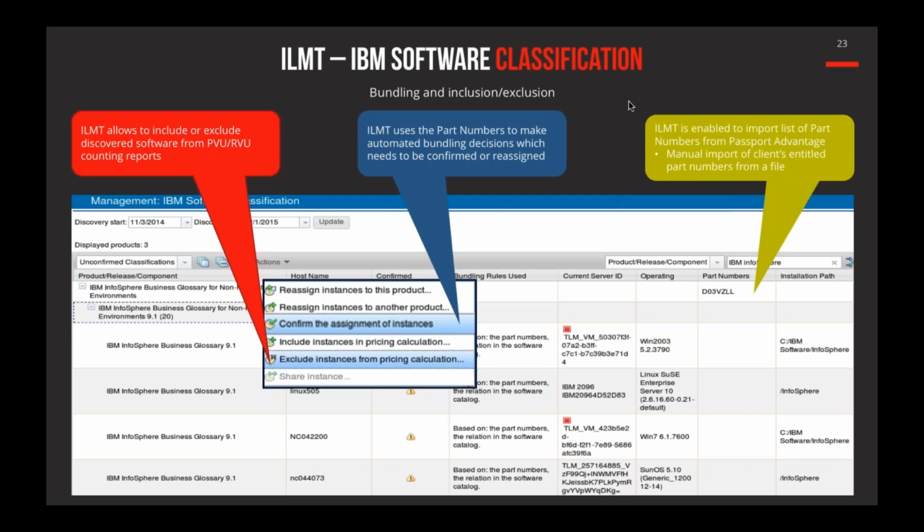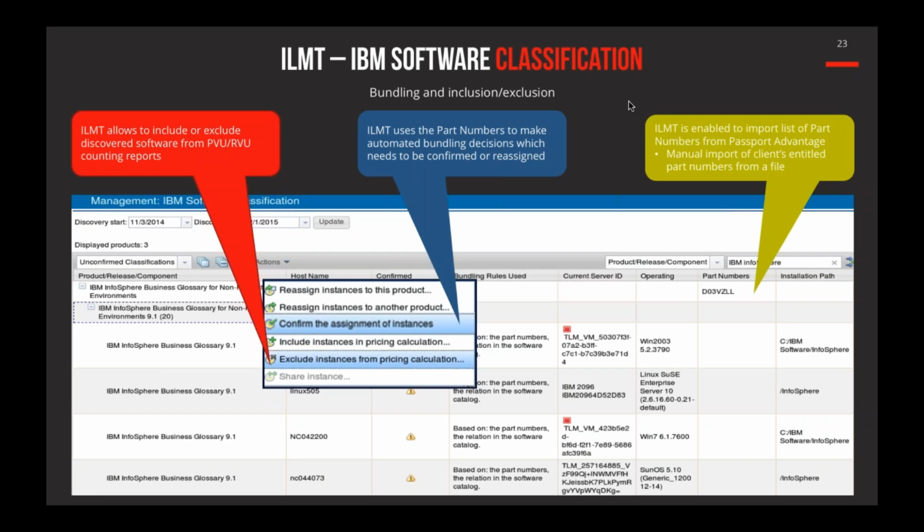There's also mechanisms for, say, excluding products that are discovered from the licensing calculation, and there has to be a valid reason. When you select exclude instances, you do have to put a reason. Some of the reasons could be that it's a backup copy, or the product's installed but it's not running. So you do have to go in and put a note if you exclude it, but it's something that you can do.